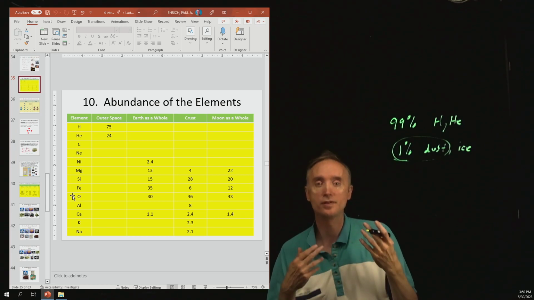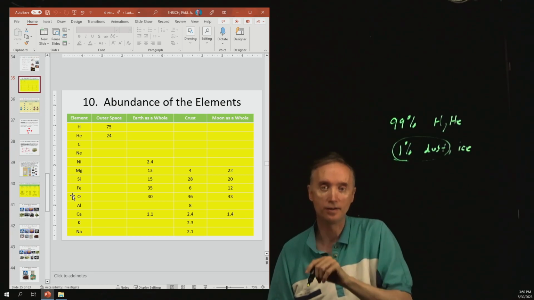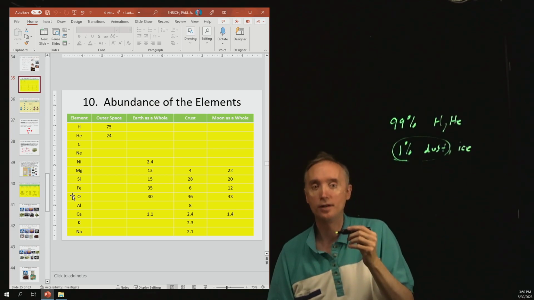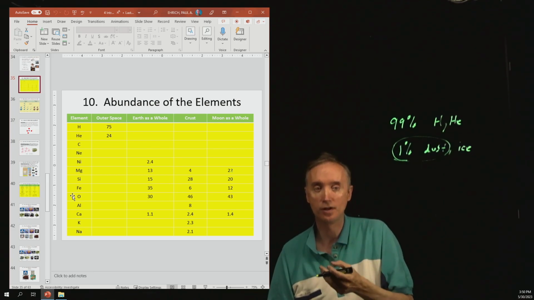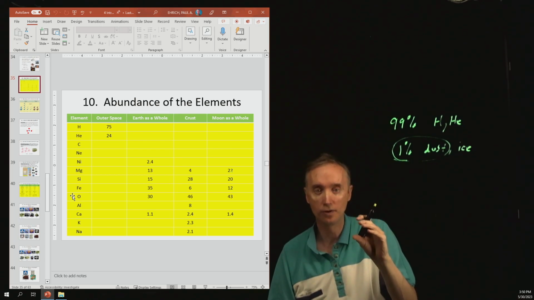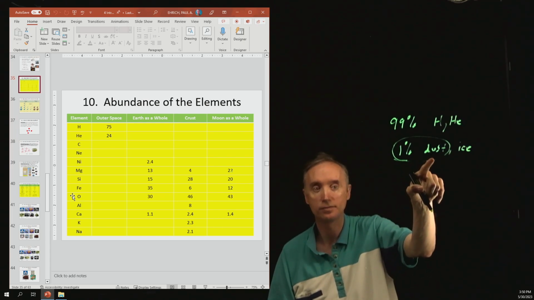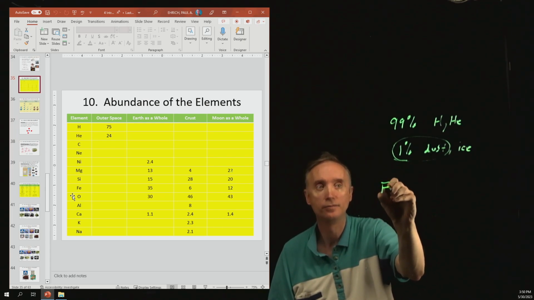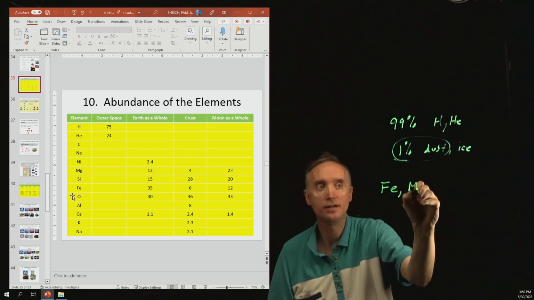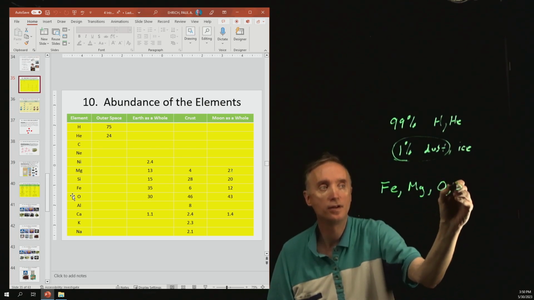All right, now what was this dust composed of? So now look at the next column that says what is the Earth composed of as a whole, and you'll notice that there's about 4 major elements that made up this dust. So you've got iron, you got magnesium, you've got oxygen, and then you got silicon.